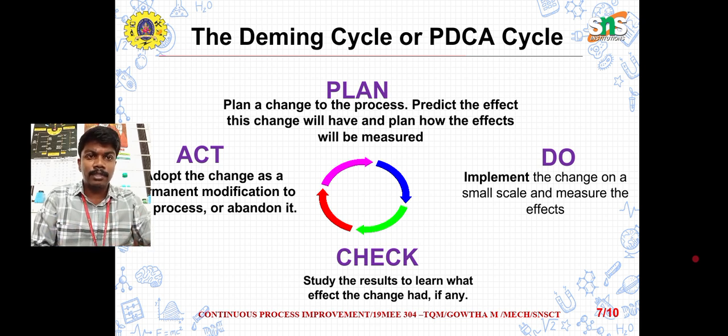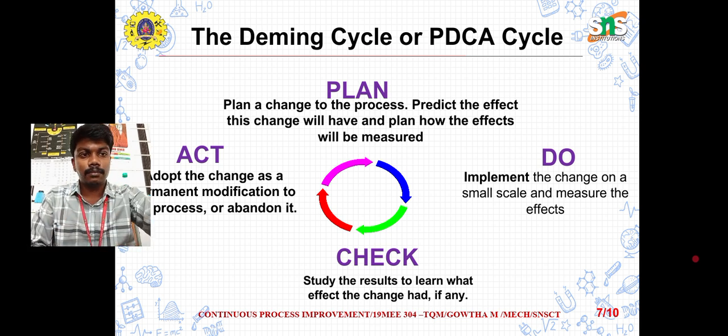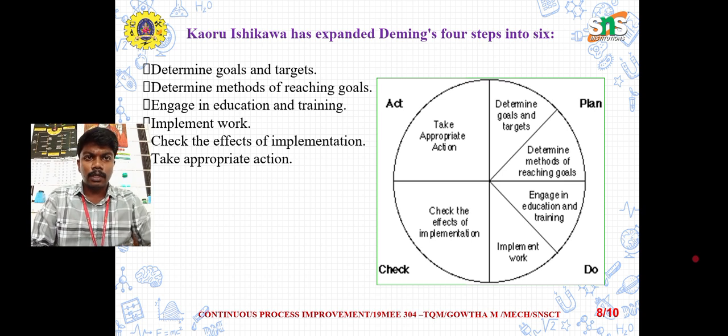Here the plan is mentioned as a change to the process, predict the effect. When this change is made, the effectiveness will be measured. Then do, implement the changes on a small scale and required time. Then check, we already know that. Then act, which is nothing but adapting the changes and implementing the modification in the particular process, product or service. So this is the major difference between PDCA and PDSA. The next one is just a graphical representation for your reference.